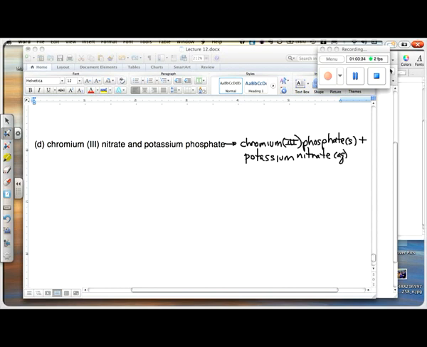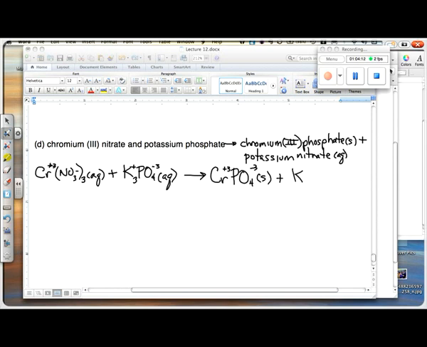All right, so translating into formulas, chromium with a +3 and nitrate with a -1. So I need 3 of those -1s to cancel out the +3. Potassium and phosphate, +1, phosphate, -3. So I need 3 of those +1s, that's aqueous. All right, then chromium 3 phosphate. Chromium is +3, phosphate is -3, so 1 of each. No, we've done this one already. Solid, plus your potassium nitrate. Potassium is +1, nitrate is -1.